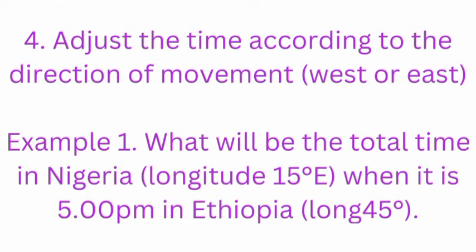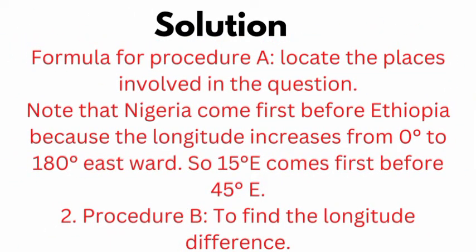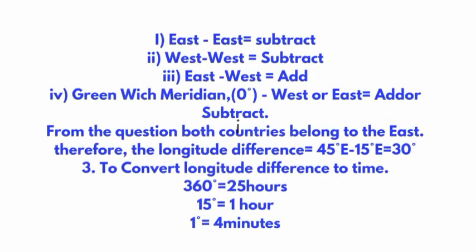Now, looking at the example before us, it says calculate the local time of Nigeria, with longitude 15 degrees east, and that of Ethiopia, 45 degrees east, when the local time of Ethiopia is 5 p.m. For us to calculate this, we first of all locate the two places involved. Know that Nigeria comes before Ethiopia because longitude increases from 0 to 180 eastwards. So 15 degrees comes before 45 degrees.